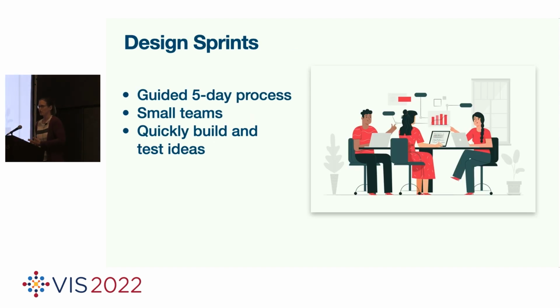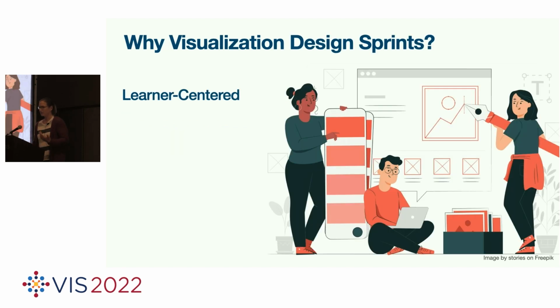Design sprints are originally a guided 5-day process where people work in small teams to quickly build up and test ideas. You can almost think of it as a structured hackathon. A design sprint contains 5 distinct steps that teams work through together. And that makes them very suitable for teaching because first, design sprints are learner-centered.